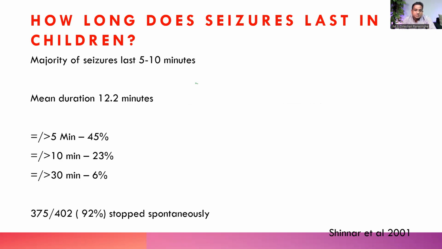Because now we know the majority of seizures will last for 5 to 10 minutes and they will spontaneously stop. So you don't need to do anything at all, and the majority of the seizures will stop. And the mean duration of a seizure would be around 12 minutes. So seizures more than 5 minutes would be 45%. More than 10 minutes would be 23%. Only 6% of seizures would last for more than 30 minutes. And you can see that in a study, 92% of the seizures stopped spontaneously. So if you don't do anything at all, the seizure would stop in 9 out of 10 cases.